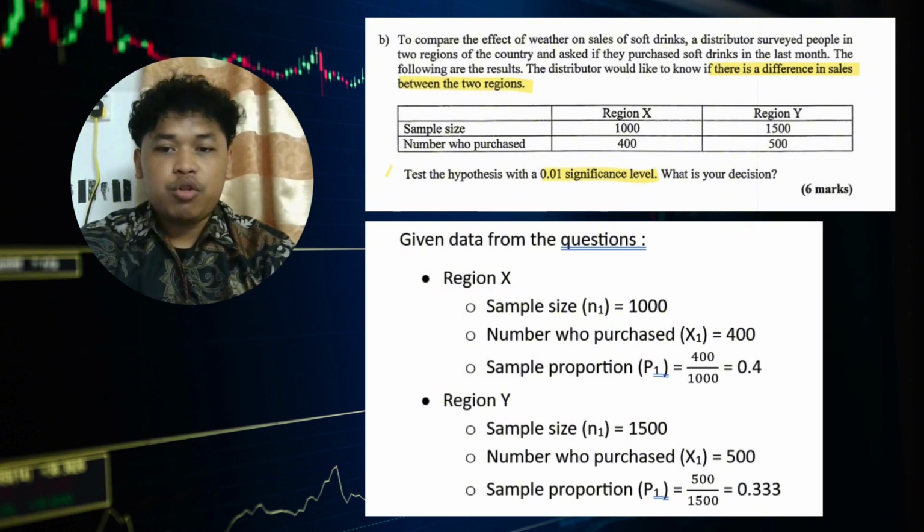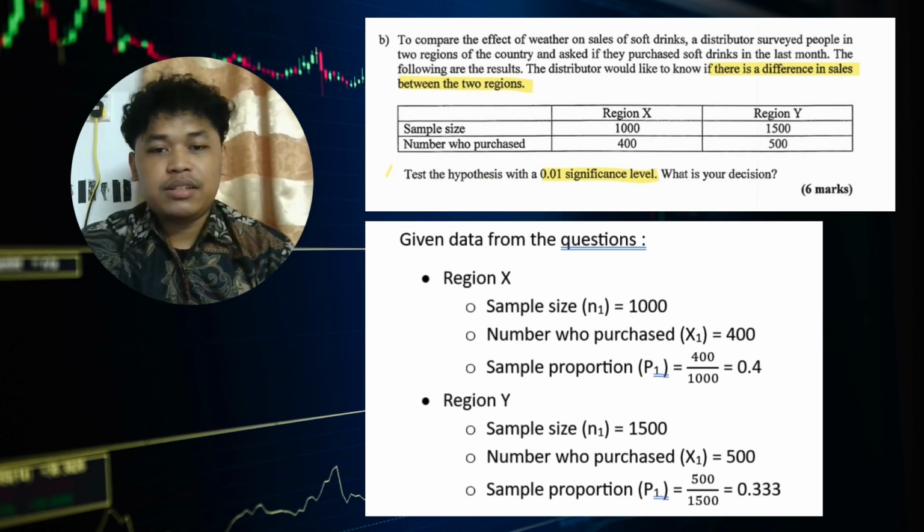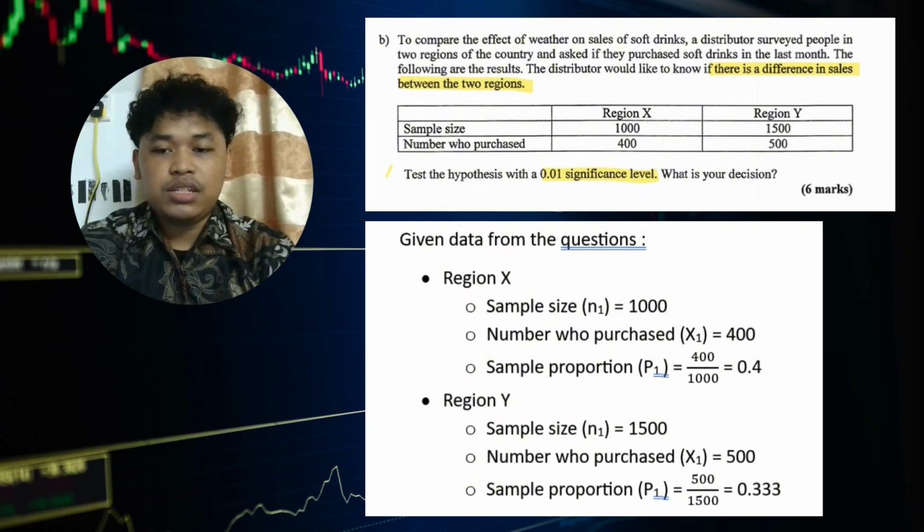The question is to compare the effect of weather on sales of soft drinks. A distributor surveyed people in 2 regions of the country and asked if they purchased soft drinks in the last month. The following are the results. The distributor would like to know if there is a difference in sales between the 2 regions. So there is region X and region Y. Test the hypothesis with a 0.01 significance level and tell what our decision is.